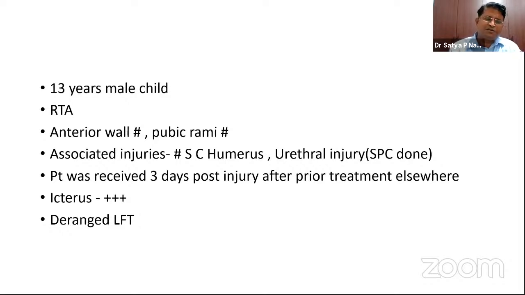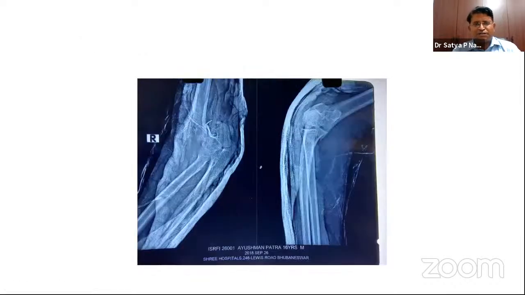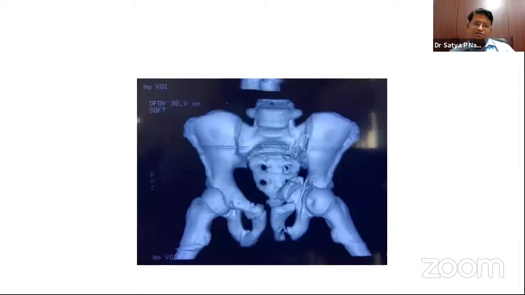The patient was highly jaundiced there. The LFT was totally deranged. The leukocyte counts were very high. Then this is the X-ray. The anterior wall was fractured and the pubic rami were also fractured. And he has a supracondylar fracture of the humerus. Then this was the CT at the beginning.